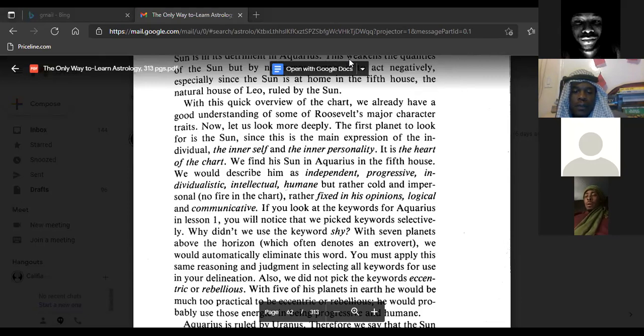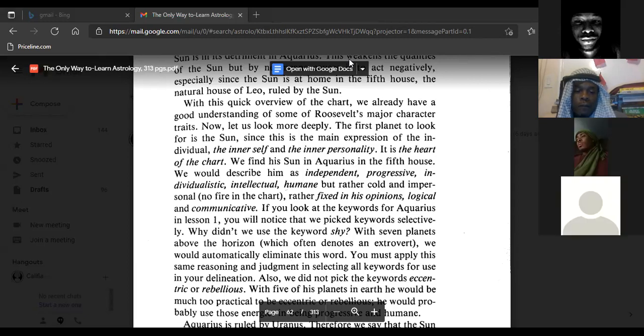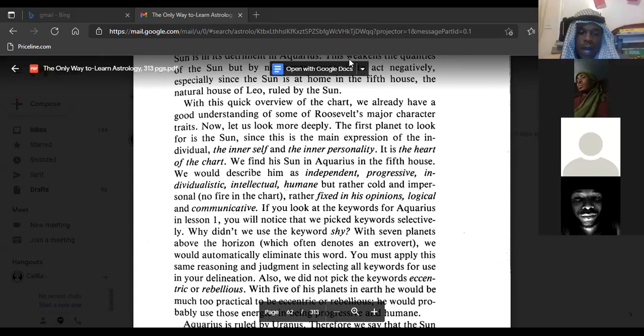Also, we did not pick the keyword eccentric or rebellious. With 5 of his planets in earth, he will be much too practical to be eccentric or rebellious. He would probably use those energies in being progressive and humane.